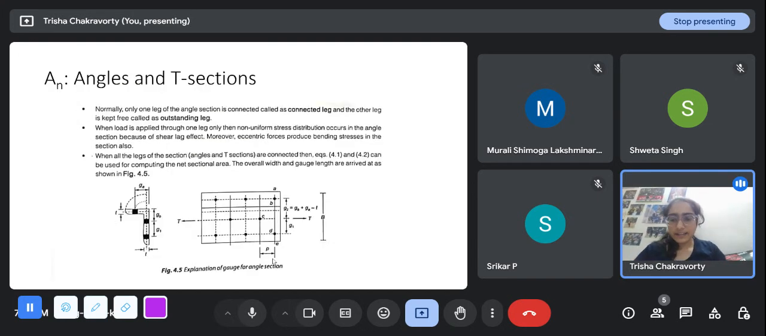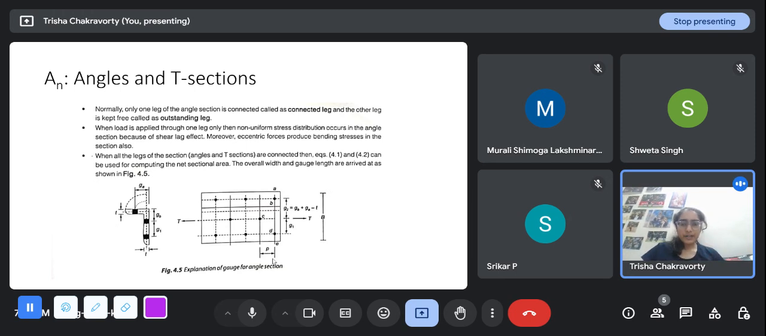Now we look at angles and T sections. Normally, only one leg of the angle section is connected, and that is called the connected leg, and the other leg is kept free, and is called the outstanding leg. Suppose this is my column, and I have to attach an angle. The angle looks like this. One leg will be attached, and the other leg will be sticking out of the column. So this is the outstanding leg, and this is the connected leg.